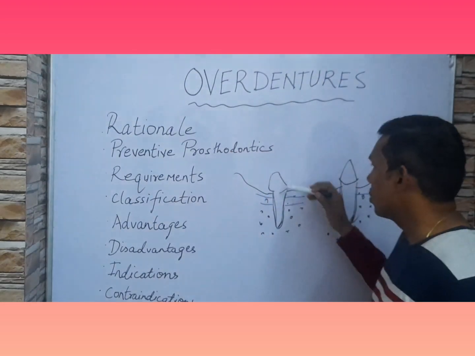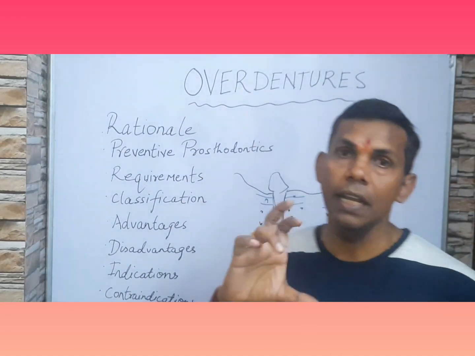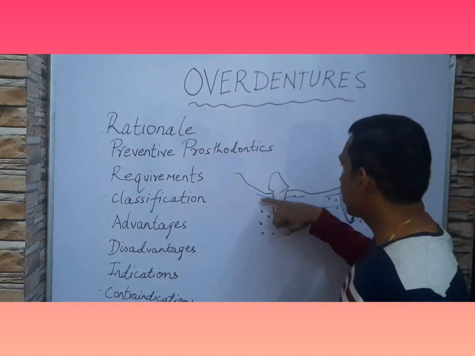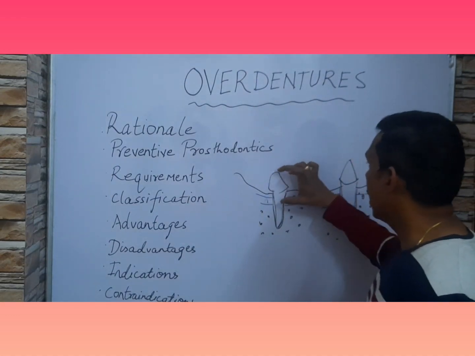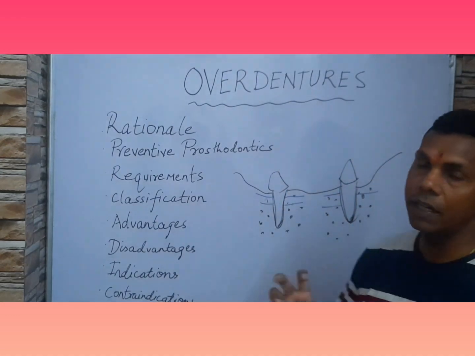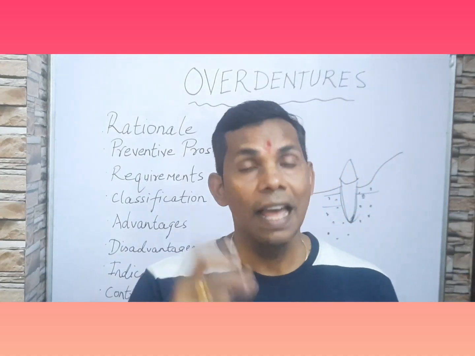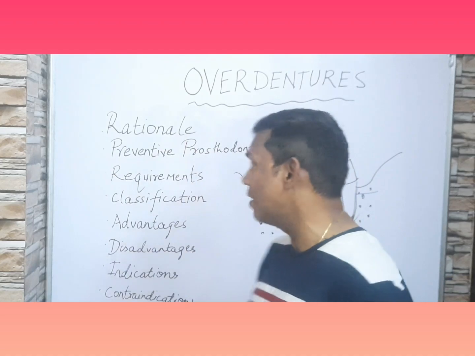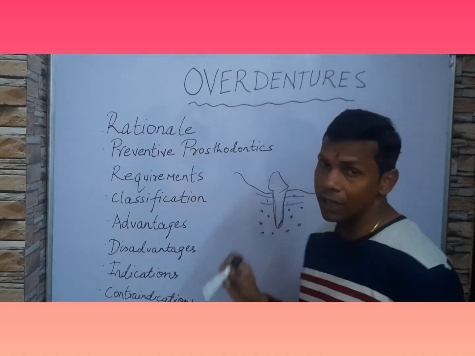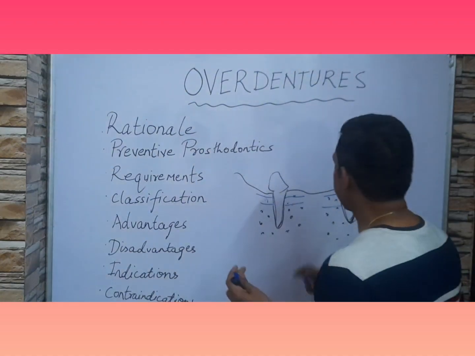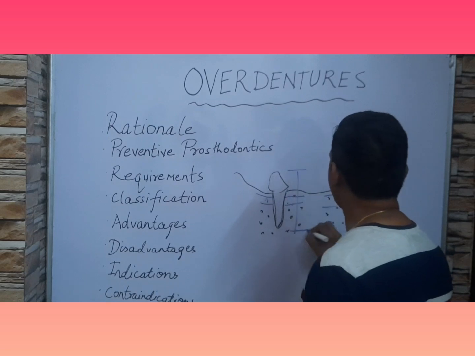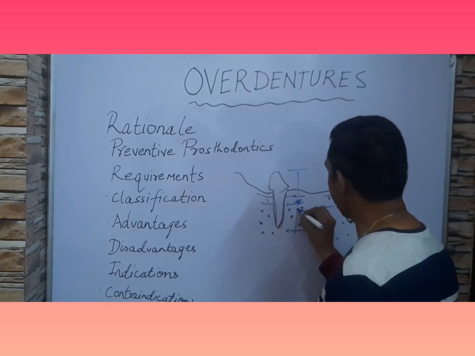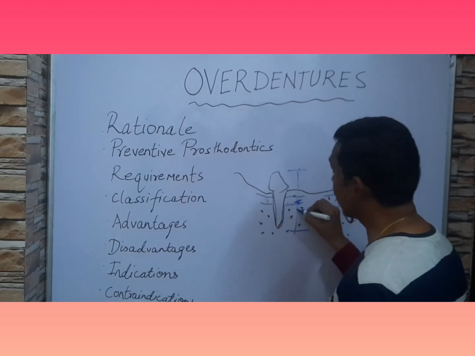So that means you need to reduce and make a favorable crown to root ratio. That is, if the bone support is at this level, then you need to reduce the tooth so that the mobility is reduced and there is less torquing force, because you are reducing the lever arm. This is the lever arm and this is the center. If you are reducing the center and making it here, you are reducing this lever arm.